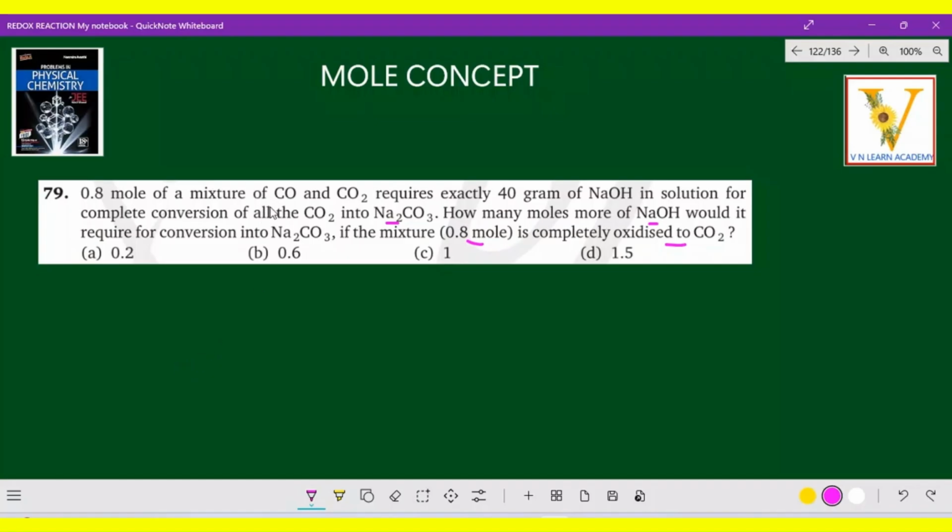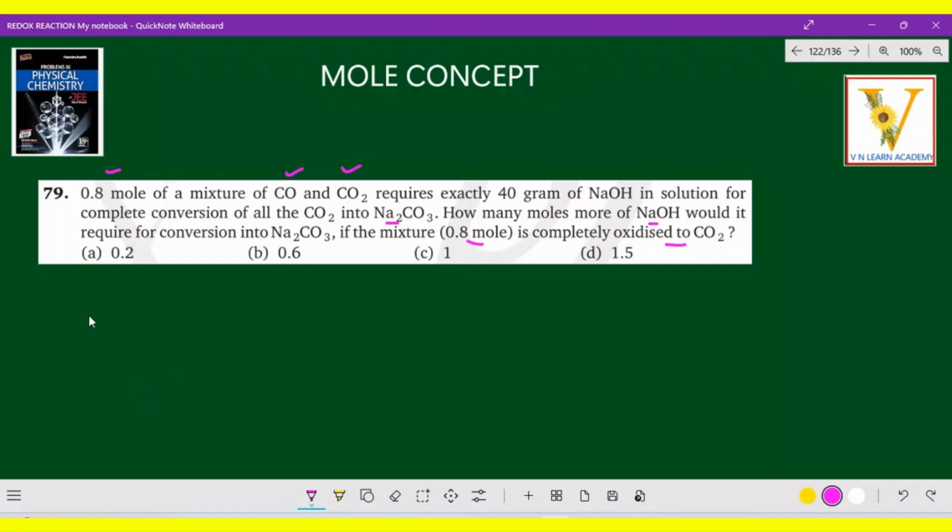See, actually, this is a mixture of carbon monoxide and carbon dioxide. How much is it? 0.8 mole. So here 40 gram of sodium hydroxide is available in the solution, and the carbon dioxide is completely converted to sodium carbonate, whereas carbon monoxide is yet to convert. For that, how many moles are required? So we have to identify how much carbon monoxide remains from the mixture of 0.8, so that we can easily identify how many moles of sodium hydroxide are required.